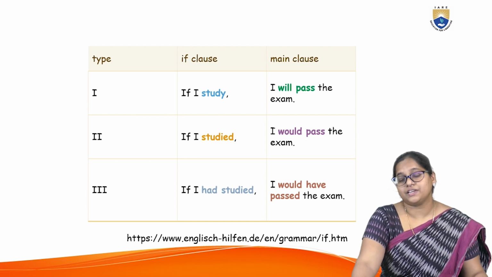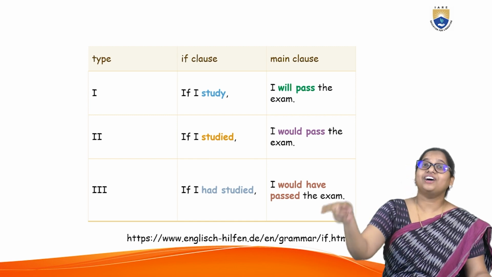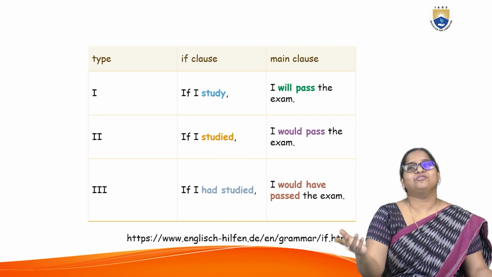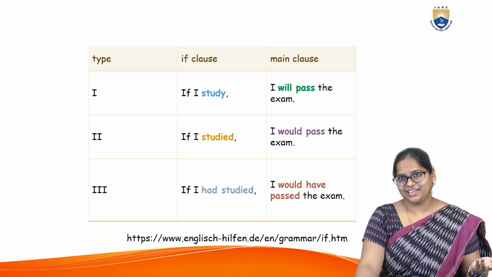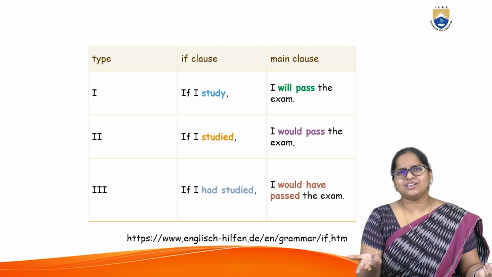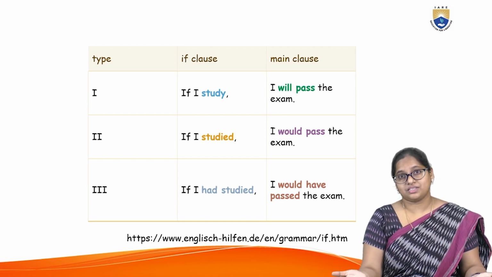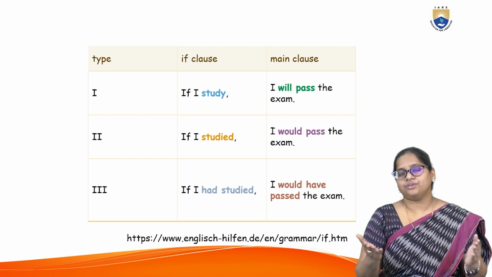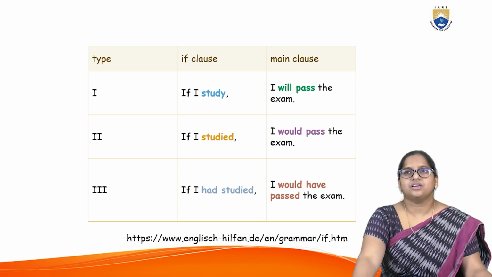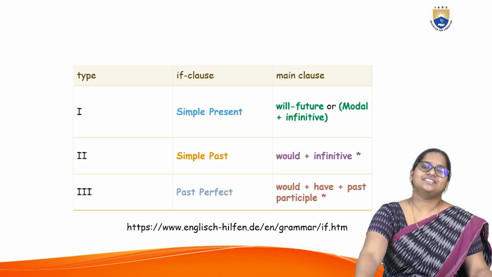Condition 3, what is that? It is too late, it's not very possible. That is: if I had studied, I would have passed. That means I did not study, that means I failed the exam. If I had studied, I would have passed the exam. That means I did not pass. So these are the three conditions you have to remember. This is the rule.